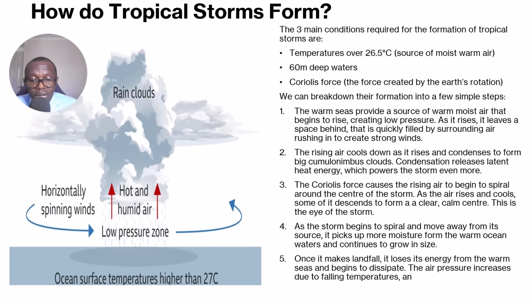But as it moves along the earth, along the land, sorry, it's likely to begin to dissipate. And the reason why it's going to dissipate is because there is no longer a source of warm, moist air to power it, and also it's going to experience quite a bit of friction. Because as you move along the land, you have trees, you have buildings, and those are going to create friction and slow down that spiraling process, and therefore dissipating the storm.